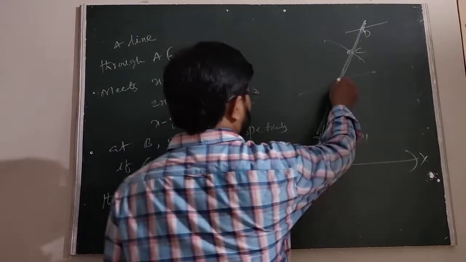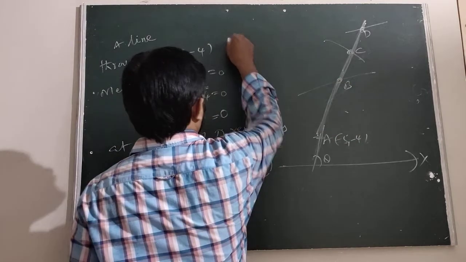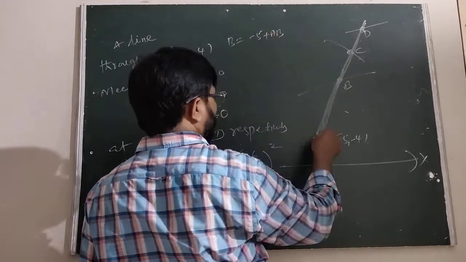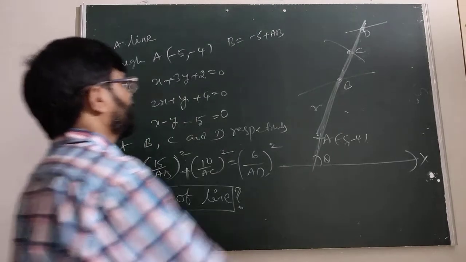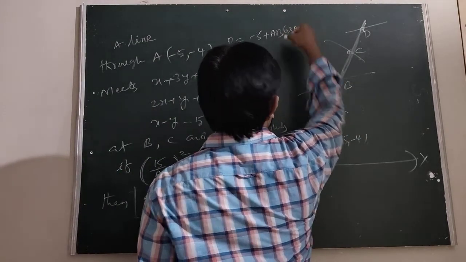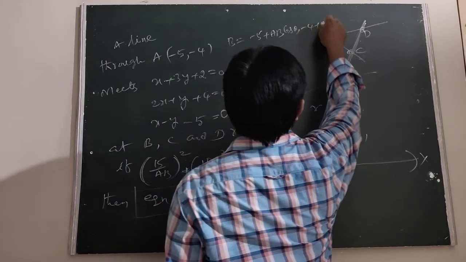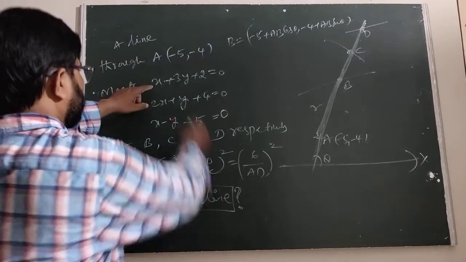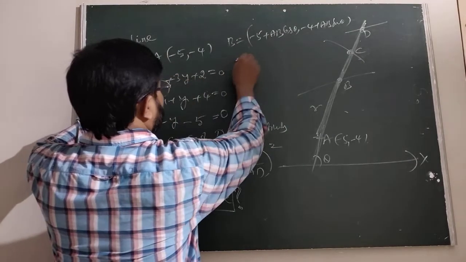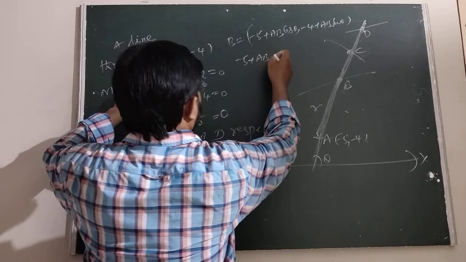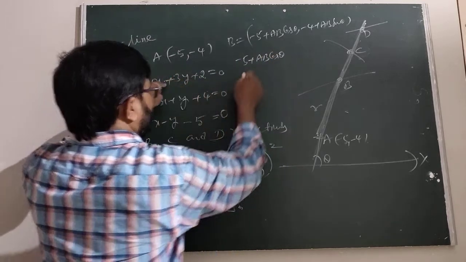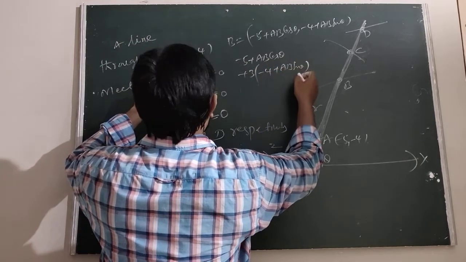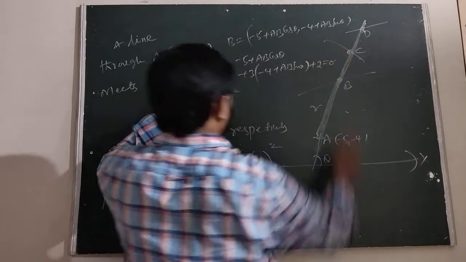When we take AB as r, how do we find B? B is (minus 5 plus AB cos theta, minus 4 plus AB sin theta). Substitute the point B in the line: minus 5 plus AB cos theta, that is the x, plus 3 into minus 4 plus AB sin theta, plus 2 equals 0.